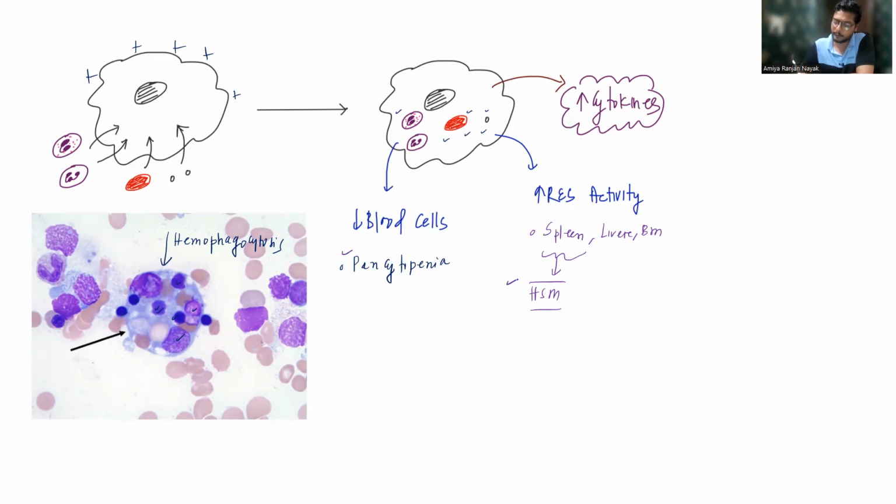Also, these activated macrophages will produce various cytokines. Like interferon gamma, tumor necrosis factor alpha, interleukin 6, interleukin 12, and various other cytokines. These cytokines have various functions. They can cause bone marrow suppression, which will again contribute to the pancytopenia, and they will also be associated with systemic inflammatory response syndrome.